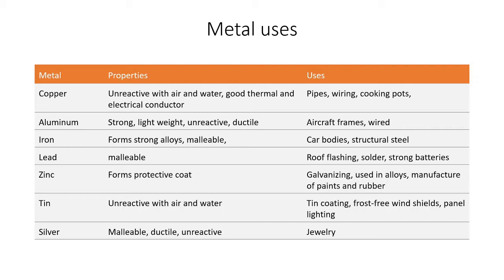So iron is typically used in things like car bodies and structural steel, because you can form it. Iron on its own is not great, but you can make very good alloys from it because you can get all the different kinds of steel from it, and it's malleable, which means it's really easy to work with. Lead, again, has very malleable properties. It's used for roof flashings, strong batteries, those sorts of things.